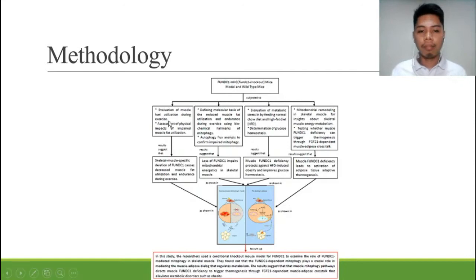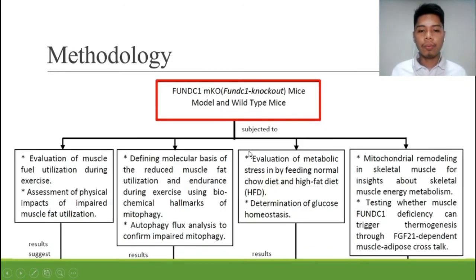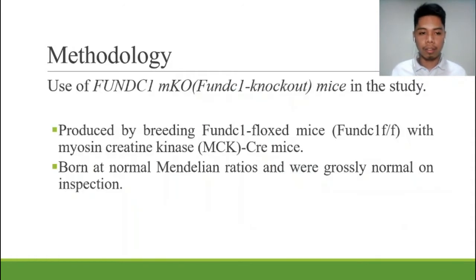So let's proceed to methodology. This is the overview of the entire processes conducted by the researcher. They utilized two models, which is the FANC1 MKO or FANC1 knockout mice model and the wild-type mice as the control. They were subjected to several tests and evaluations. So FANC1 MKO mice was produced by breeding FANC1 flox mice with myosin creatine kinase and born at normal Mendelian ratios, and they were grossly normal on inspection.